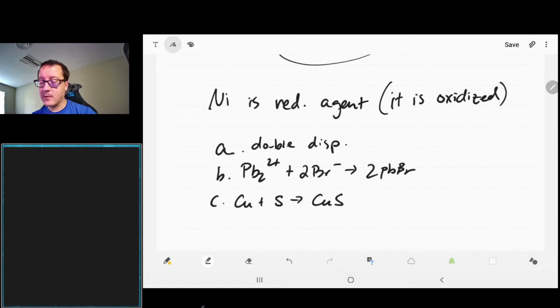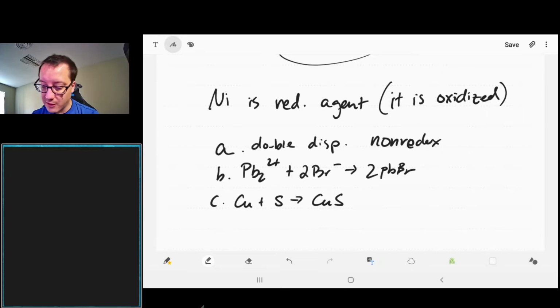All right. So, double displacements, remember, are always non-redox. Hopefully we can look at it and see that it's double displacement because we have 2 ionic compounds reacting together, and we're even given the products here. We can see that it's 2 more ionic compounds that are produced. So double displacements are never redox, so we don't even have to look at that.